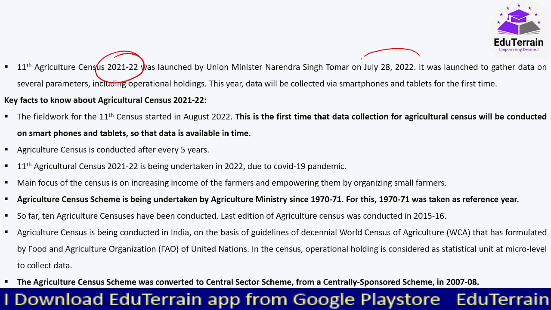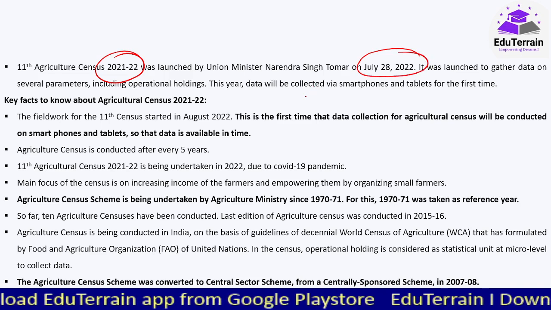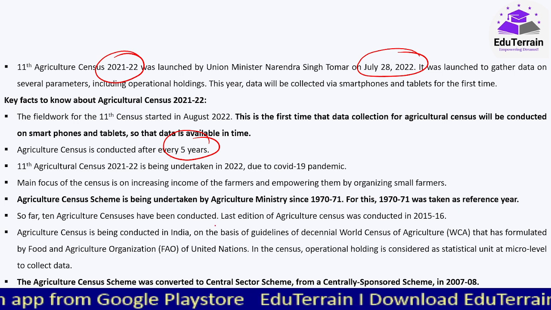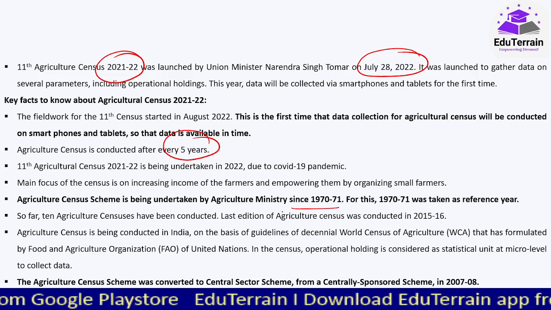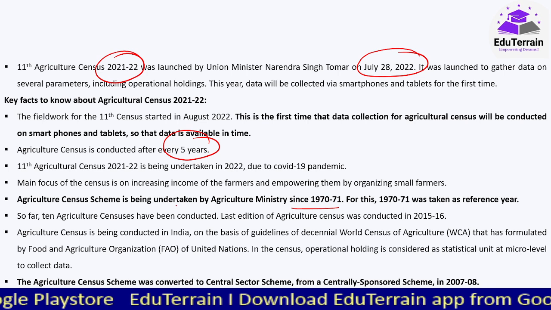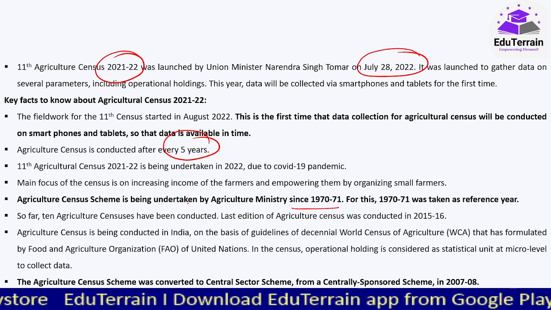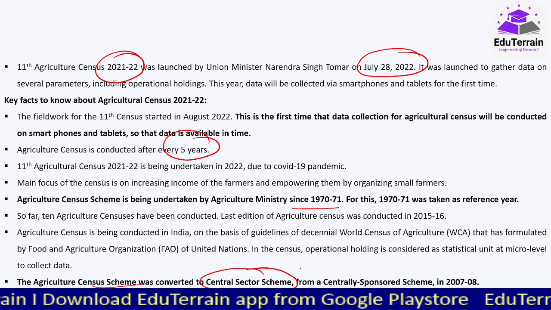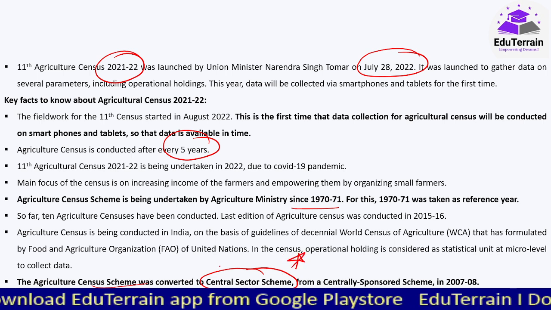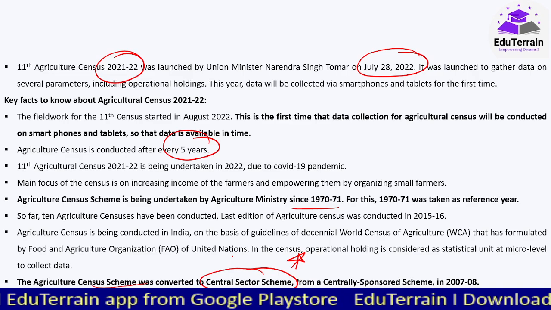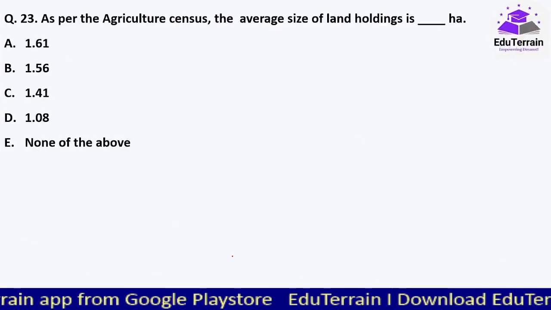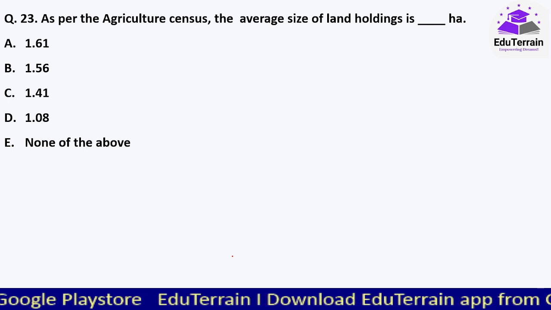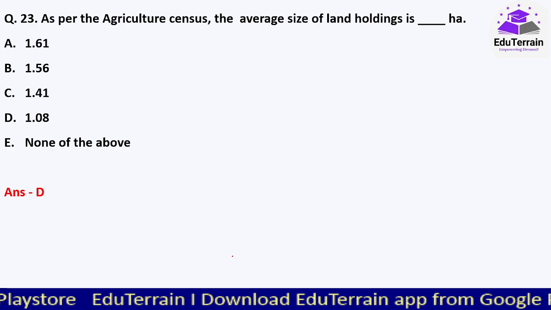Okay, now this is agriculture census, 11th agriculture census 2021-22 का जो आना था, that was launched on July 28, 2022. Still work is going on, and it comes once every 5 years. Okay, and first it was done in 1970. As per this scheme it is done, and this agriculture census scheme is actually now a central sector scheme, which was earlier a centrally sponsored scheme. It is completely the responsibility of the central government only. The average size of land holdings, ये अभी हमने डिस्कस किया था, is 1.08 hectares.